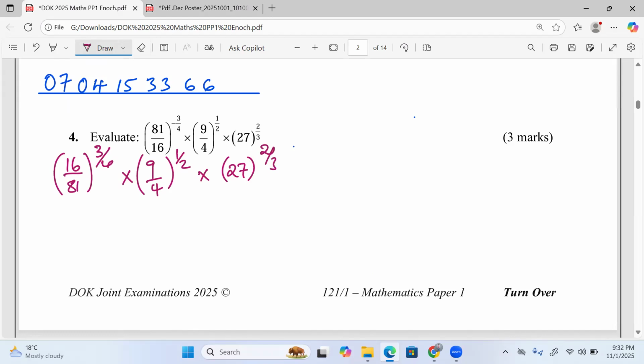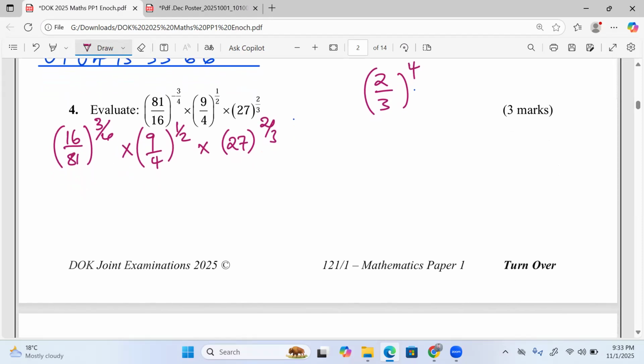Now, at this point, we can choose to factorize, or rather, to express each of the composite bases into the least possible common bases. For example, 16 out of 81 can both be put together as 2 over 3, and each of them has been raised to power 4. So instead of 16 over 81, it can be 2 out of 3 power 4, because 2 over 3 power 4 shall be 16 over 81.